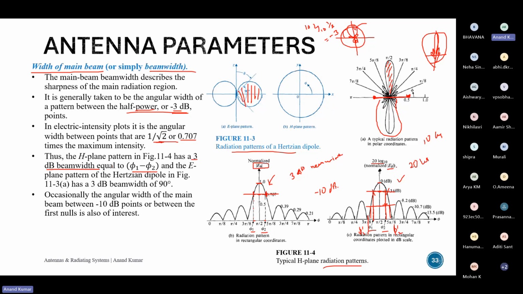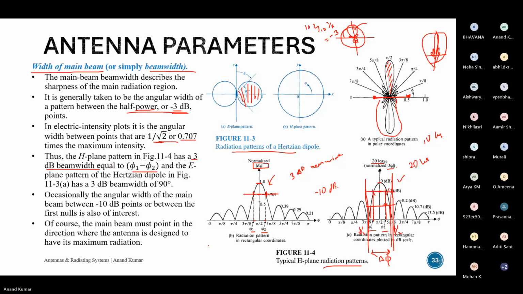So if you see this value over here at this line, we have the first null over in these two places. So if you take the difference, this delta phi also, this is also one of the ways to define the beam width. This is the first null beam width. Okay, so we saw the 3 dB beam width, 10 dB beam width, or the first null beam width.